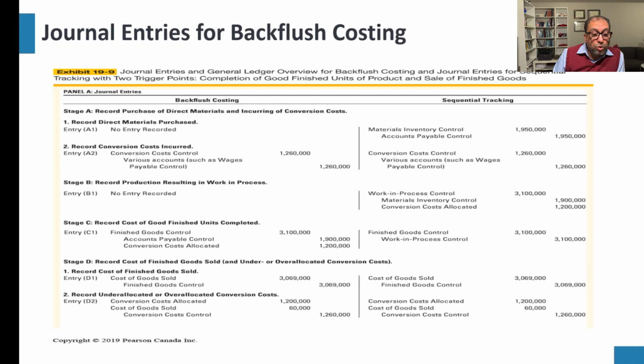Record cost of finished goods sold and under or over allocated conversion cost. So in the case of finished goods sold: cost of goods sold debit, finished goods control credit, the same entry in both costing systems. Then for under or over allocated conversion cost, we again have conversion cost allocated debit, cost of goods sold debit, conversion cost control credit, and the same is the entry with sequential tracking.